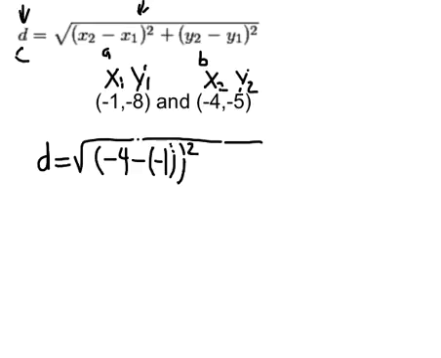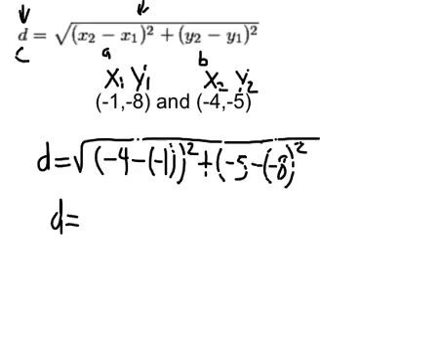All right, and then I'm adding my y2. So my y2 is -5, and I'm subtracting out of that -8, and then I'm going to square that whole thing. Okay, so let's solve this. So d is equal to the big square root. Now, -4 minus -1. So I have 4 negatives, and I'm taking away 1 negative. That's going to leave me with 3 negatives.